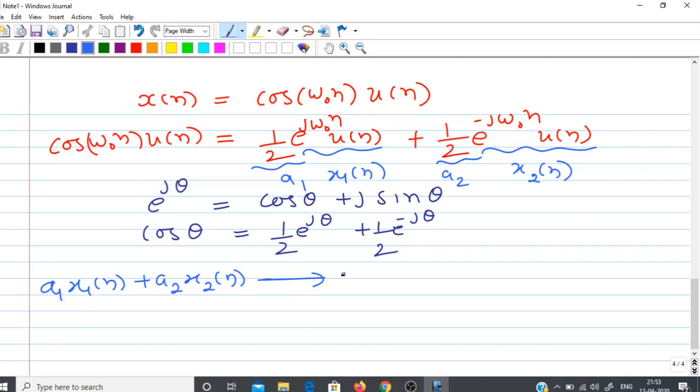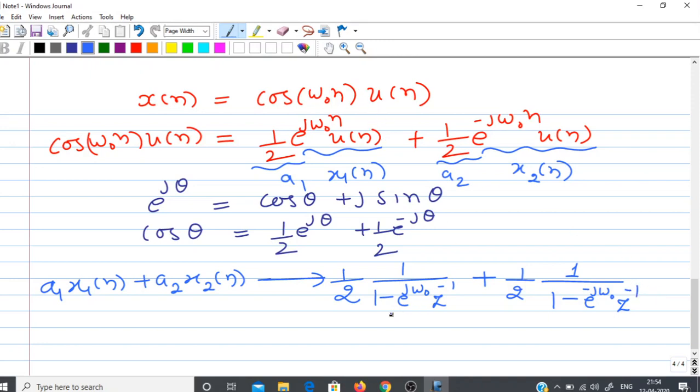So what is our a1? Our a1 is half. Now we have already obtained the z transform of x1, that is e to the power j omega naught n u[n], and it was 1 upon 1 minus e to the power j omega naught z inverse, plus a2. a2 is half into X2(z). What would be the X2(z)? The z transform of x2[n]. We have already computed it and it is 1 upon 1 minus e to the power minus j omega naught z inverse. Now what about the ROCs?